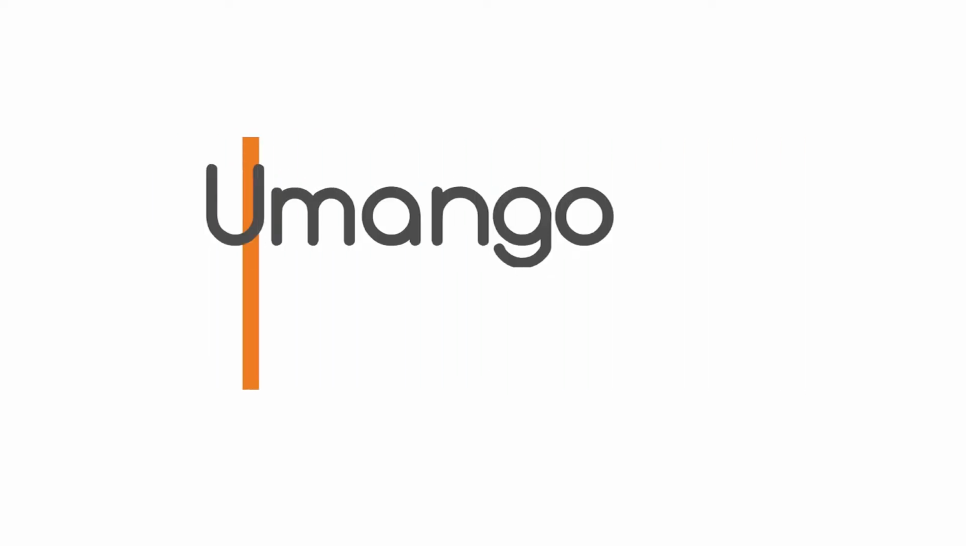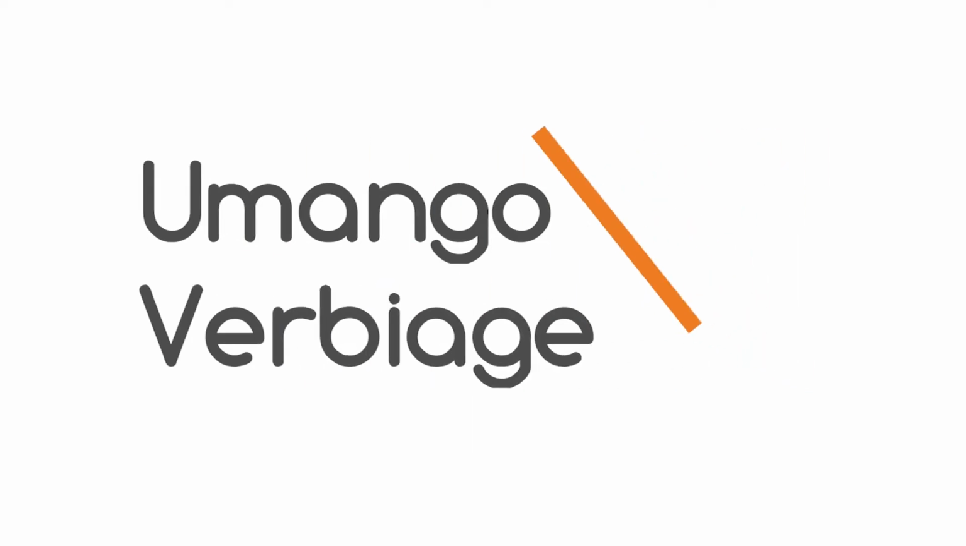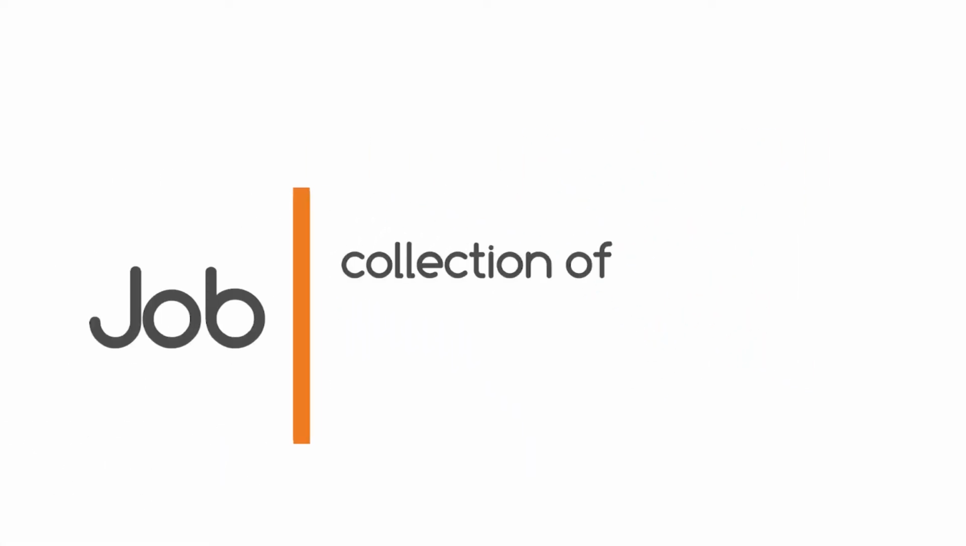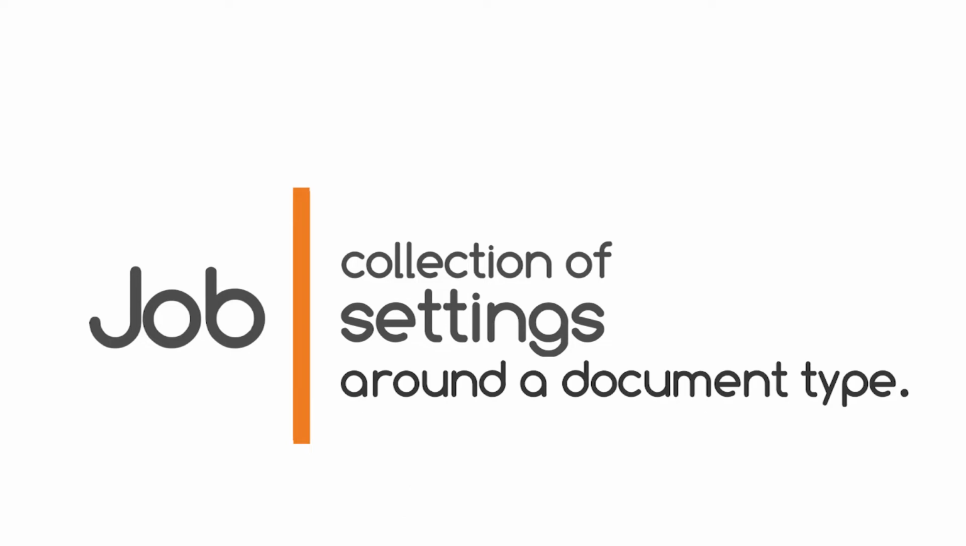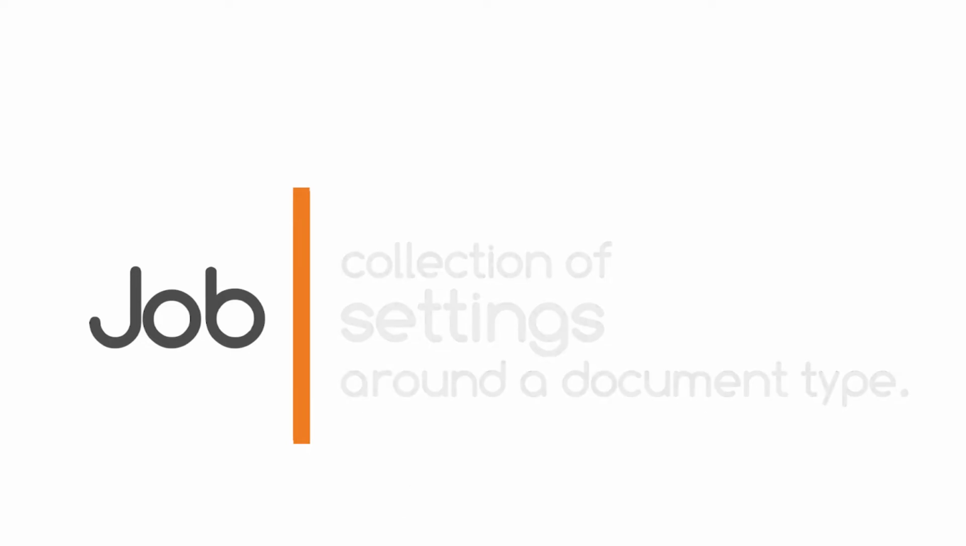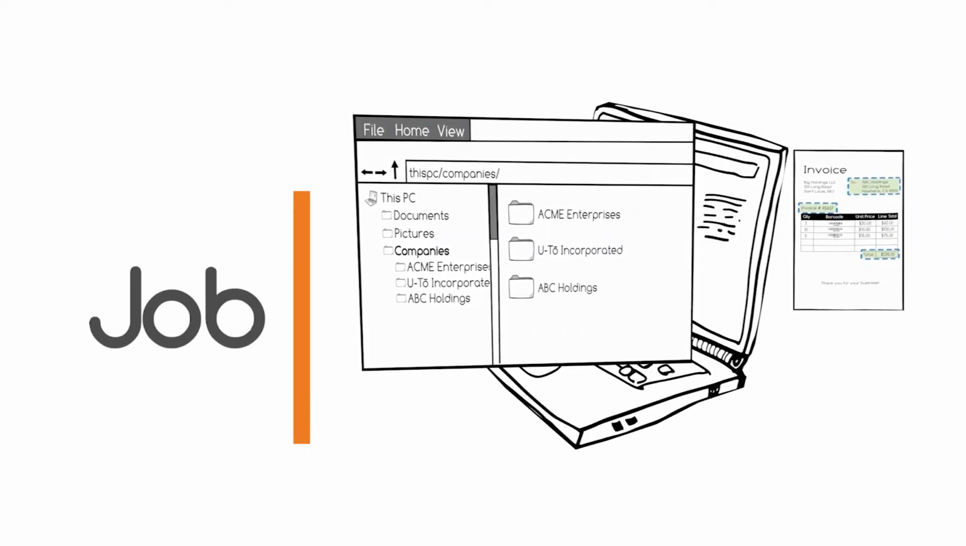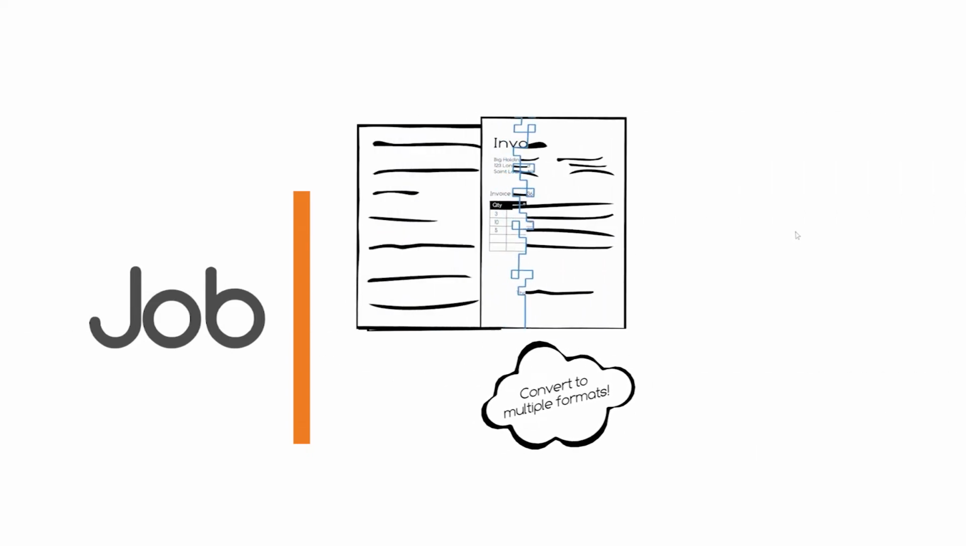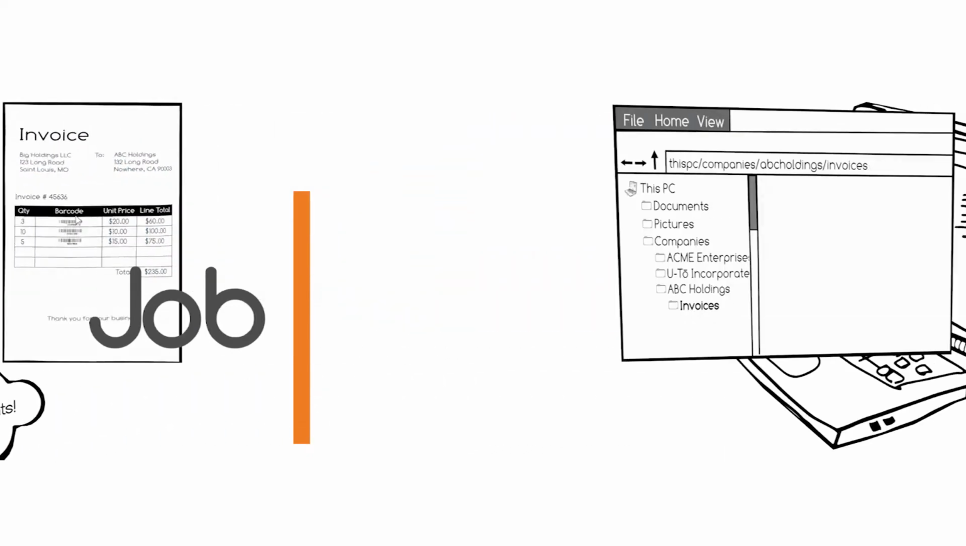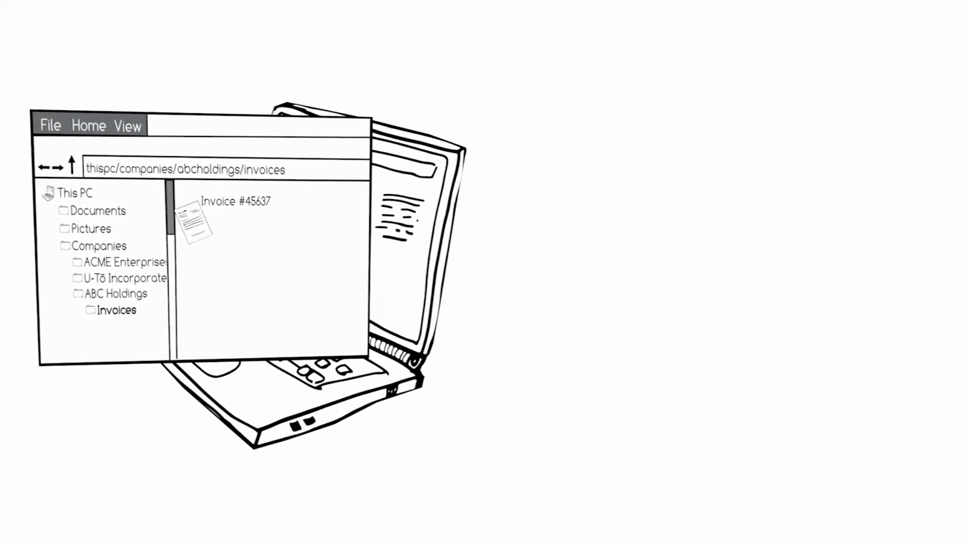But before we dig in too far, let's talk some Umango verbiage. A job is a collection of settings around a document type. A job tells Umango where to find the documents you want to process, what to do with those documents while processing, and finally where to put them when we are finished.